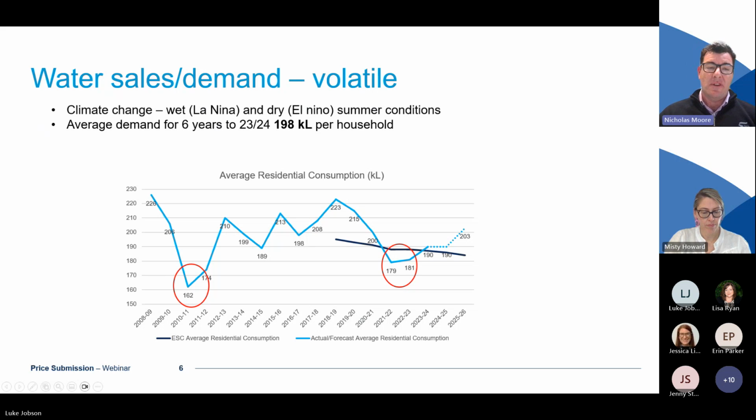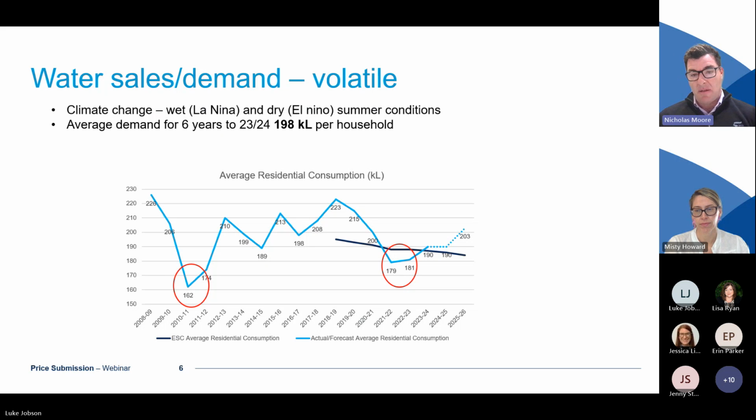This is just a slide in relation to one of our key levers, our demand profile, so our sales. Once our revenue requirement is determined, from the last slide, we then need to determine, with the regulator's approval, the level of forecast consumption for our customers over that period. You can see the dark blue line on this graph shows what our regulator set as our sales targets. When we don't achieve those sales targets, particularly in 2021, 22 and 23 following the La Nina wet summers, we under-recover revenue.